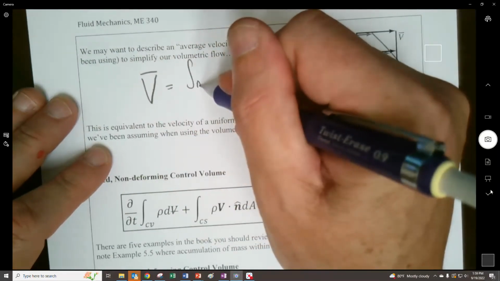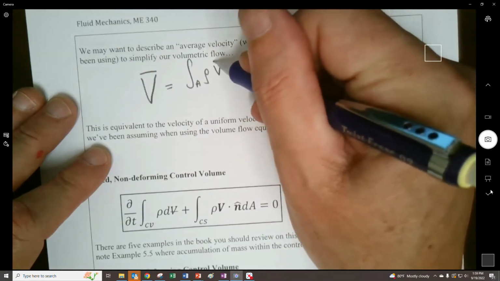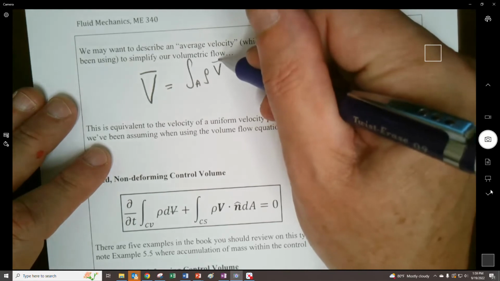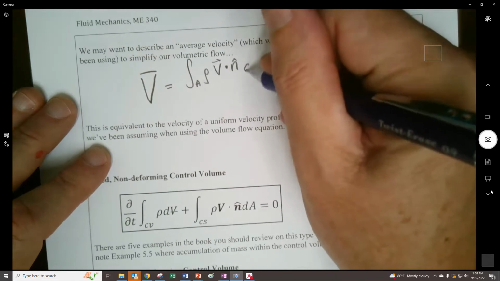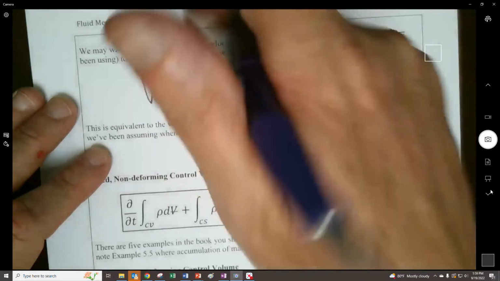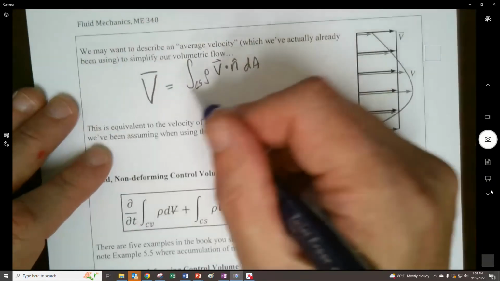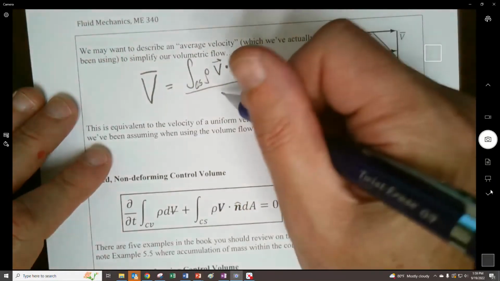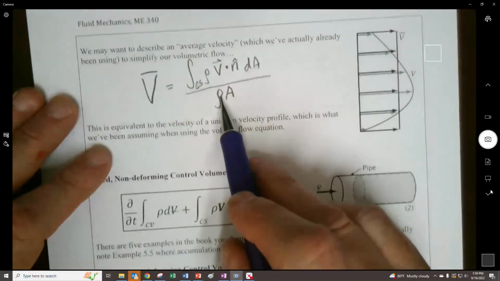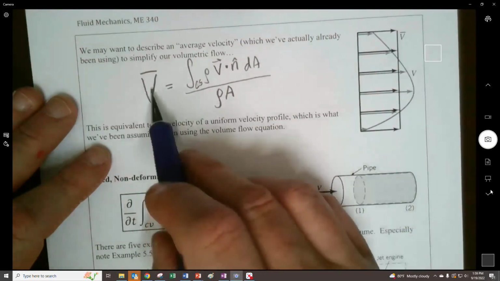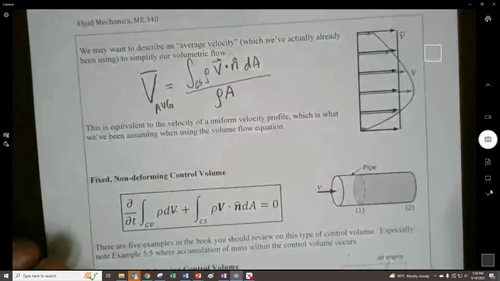You could take across the area right here, take this one, which is a vector hat, and dot it against this, and dA, right? So I guess maybe we could say a particular cross control surface, so it doesn't necessarily mean over all control surfaces. We're talking about a particular one, and we could divide by the density times that area, and that's going to give us an average, right? We could probably just put AVG underneath it.